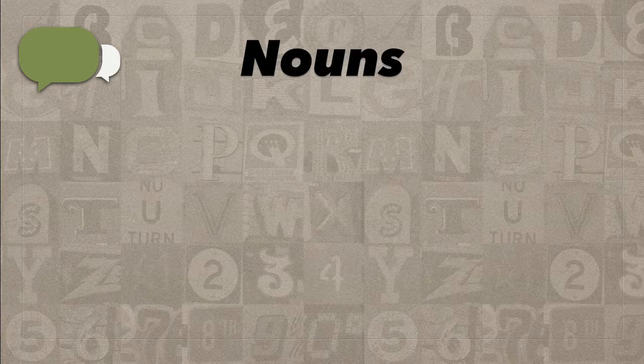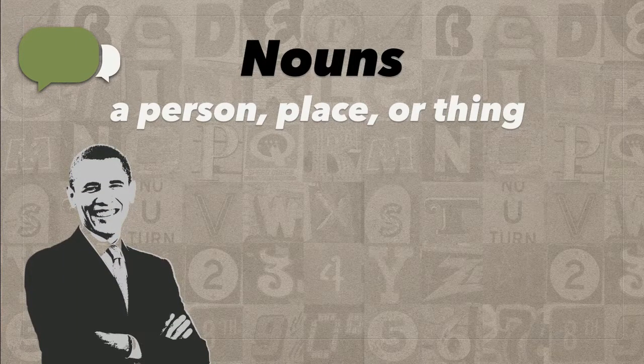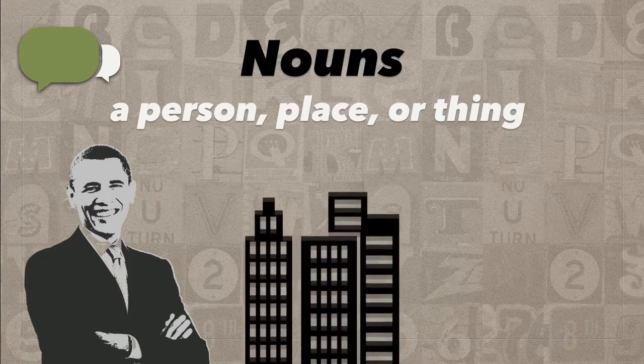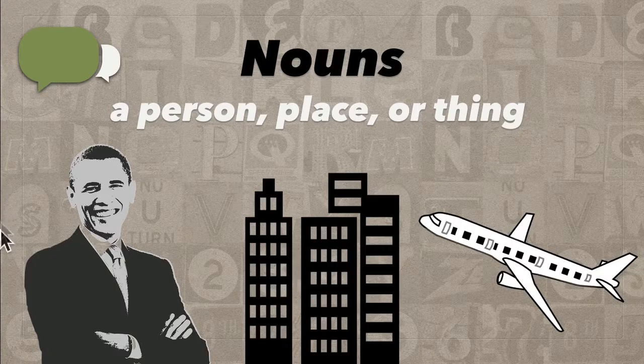First, we have nouns. Nouns are persons, places, and things. Here are 3 examples. 1, the president. 2, the city. 3, an airplane. The president is a person. The city is a place. And an airplane is a thing. We could make a simple sentence with these 3. The president travels to the city on his plane.